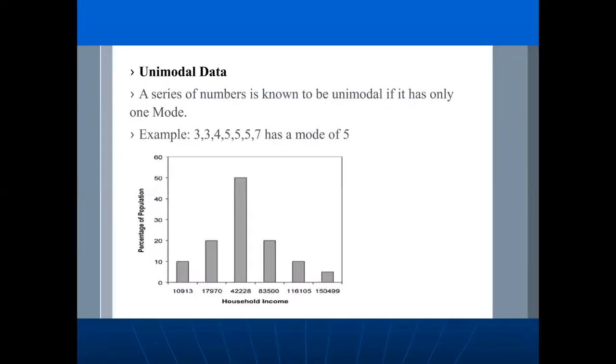So there can be three types of mode: unimodal data, bimodal data, or multimodal data. In unimodal data, the series of numbers is known to be unimodal if it has only one mode. That means in a given problem, if there is only one mode, then we can see it as unimodal data. For example, in this chart, you can see 5 is repeated three times. So therefore, mode can be taken as 5 here.